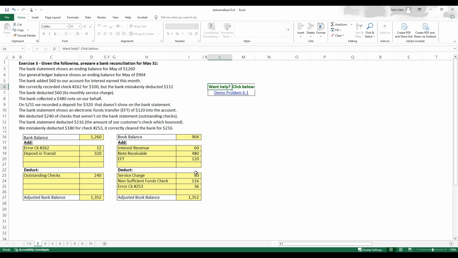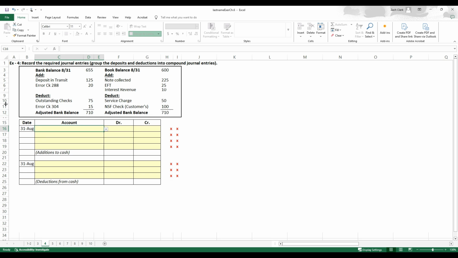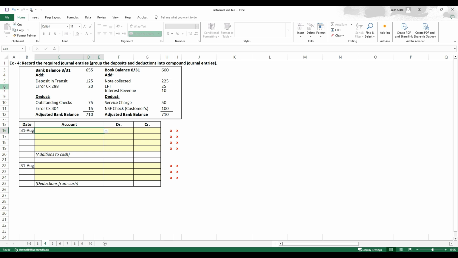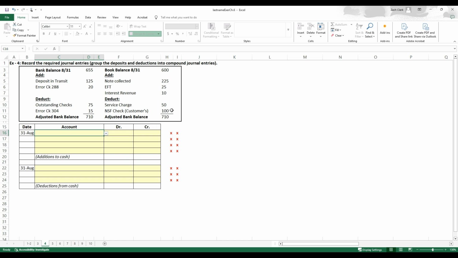But these changes, we on our side need to book these adjustments. And so just to highlight, anything that's on the book balance side, we need to do a journal entry for. So with that said, like I said, very similar problem here. We've got all the items. And so we need to book all of these items that are on the book side. So we have a note collected. These are all of our additions, an EFT and interest revenue.